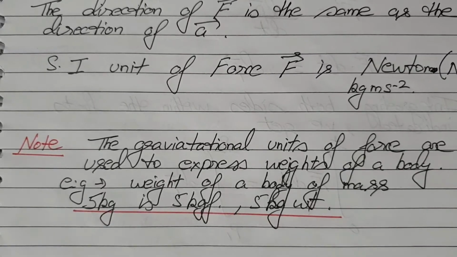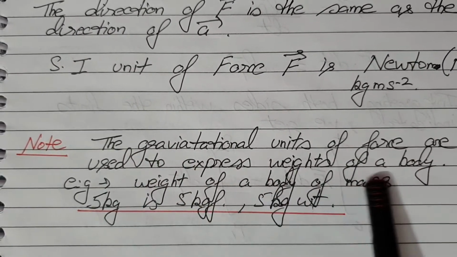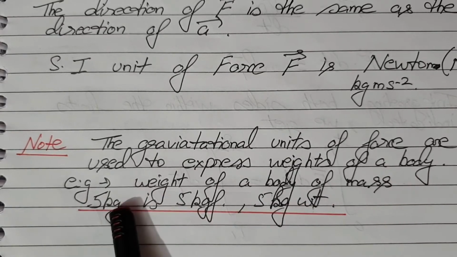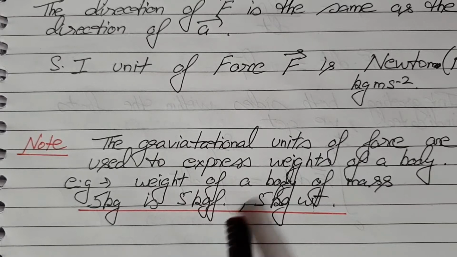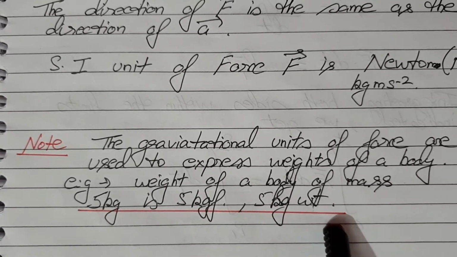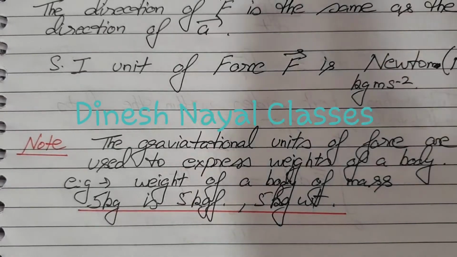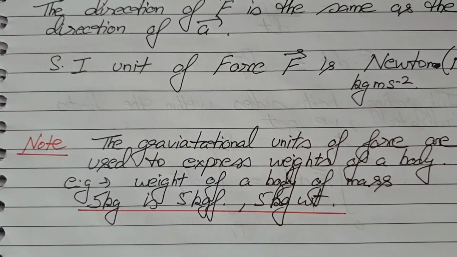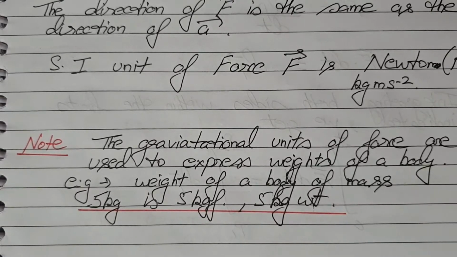Now there is an important note also. The gravitational units of force are used to express the weight of a body. For example, the weight of a body of mass 5 kg is 5 kgf or 5 kilogram weight. So instead of writing 5 into 9.8 for the weight of the body, we can directly express this as 5 kgf or 5 kilogram weight.